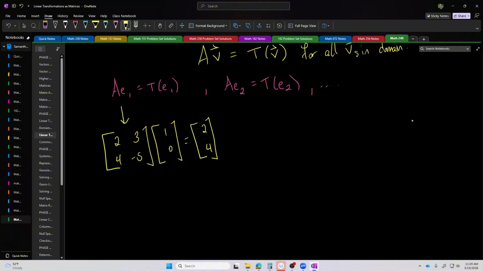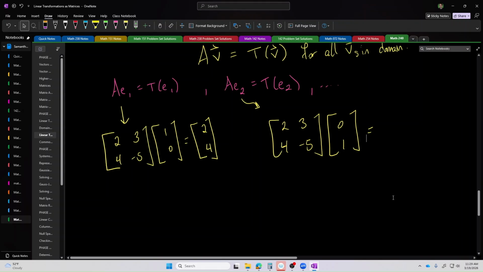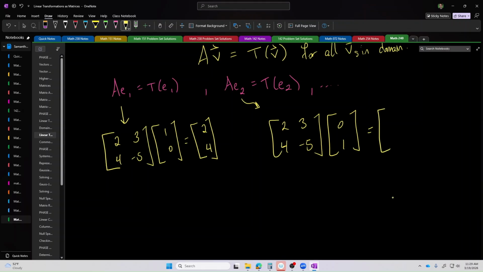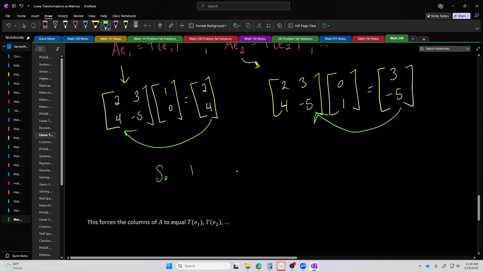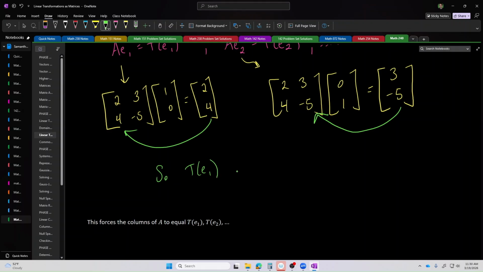Similarly, if you multiply a matrix by the second standard basis vector, 0, 1, when you go through with that dot product calculation, what you end up with is exactly the same thing as the second column of the matrix A. So in conclusion, T applied to E1 must be the same thing as A multiplied by E1, which is the same thing as the first column of A.